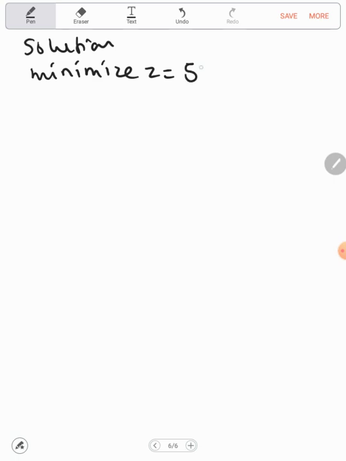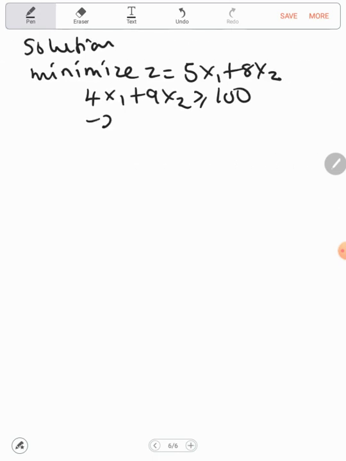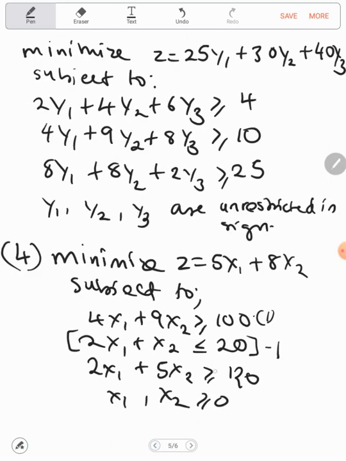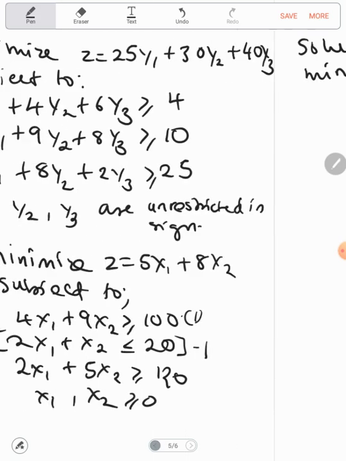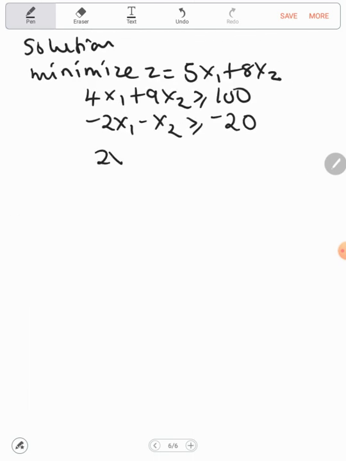So you multiply by -1 to get this problem. Minimize z equal to 5x1 plus 8x2, then subject to 4x1 plus 9x2 greater than or equal to 100. So I've just picked it as it is. The first one is this one because it has greater than or equal to sign, so it's fine. But the next one we'll have to multiply by -1. So here on the 2 you have -2x1, and you have minus x2, and then this will be greater than or equal to -20. Then the next one is just going to be the same because it has greater than or equal to sign. So you have 2x1 plus 5x2 greater than or equal to 120.